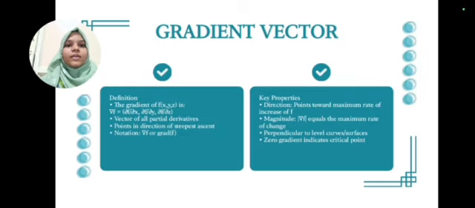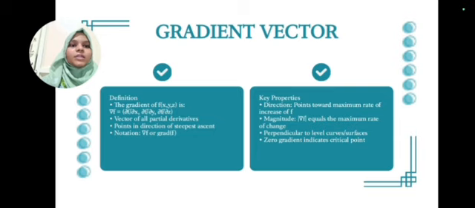Gradient vector definition. The gradient of f of x, y, z is del f is equal to (dou f by dou x, dou f by dou y, dou f by dou z). It is a vector of all partial derivatives, points in the direction of steepest ascent, and is denoted del f or grad f.